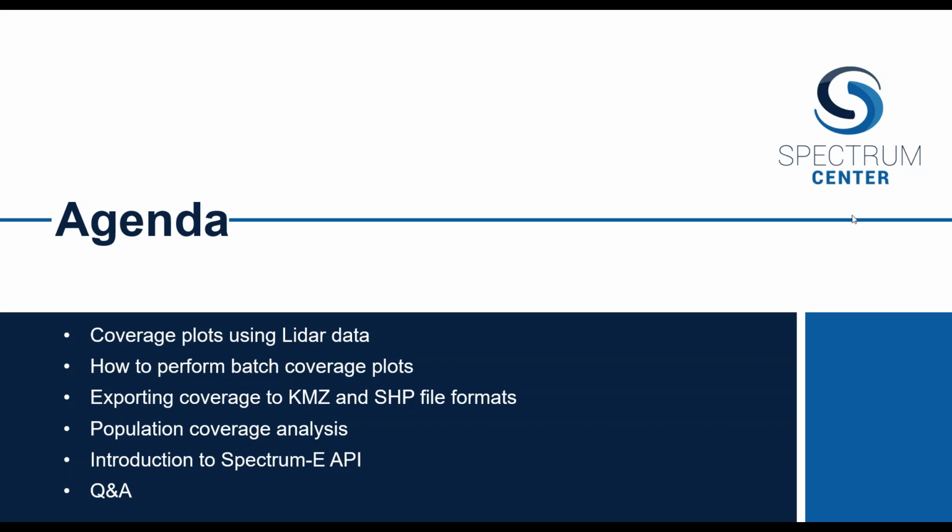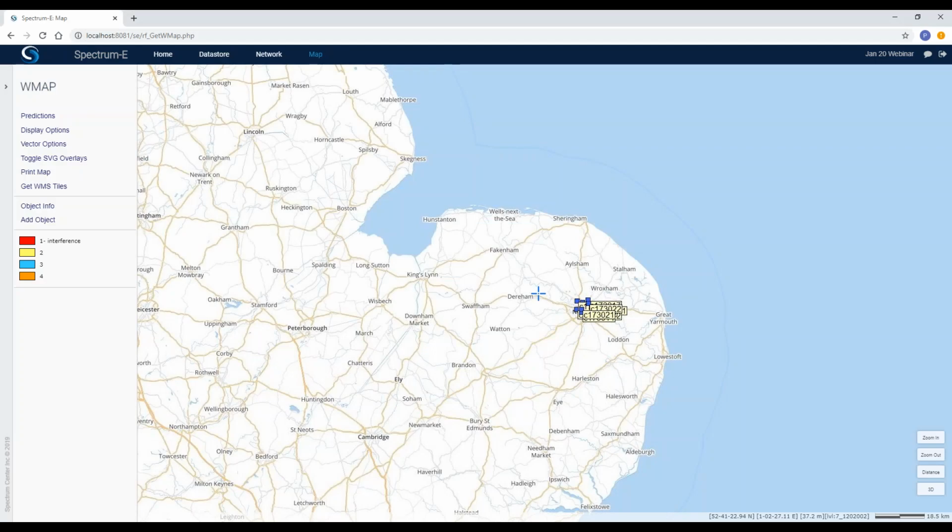Okay, so I'm just going to bring up Spectrum E here. And I've got a little example area. This is just an area in the UK, Eastern England. For those of you who know it, we're over in East Anglia and Norwich. And we've got some high resolution data for this.